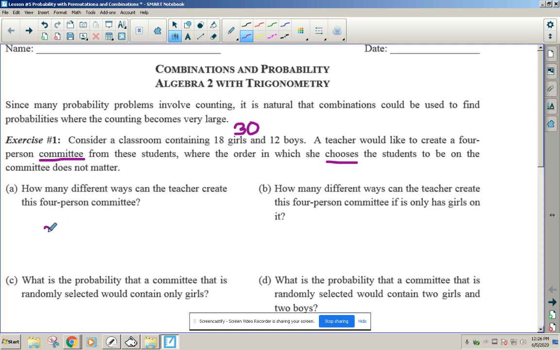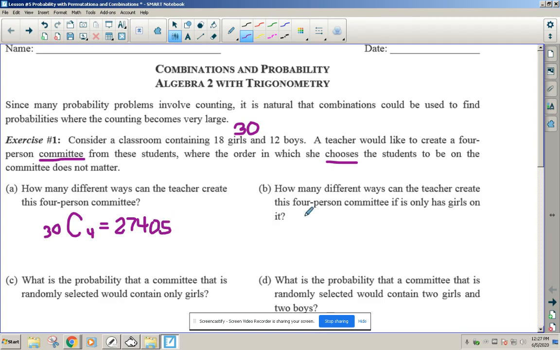Well, if you have 30 people and you are going to choose 4 of them, and if you punch that into your calculator, you are going to get 27,405 ways you can choose these 4 people. And that's a lot of ways.